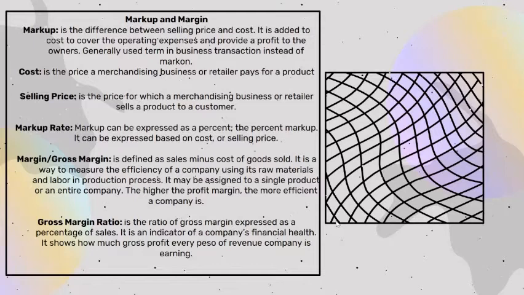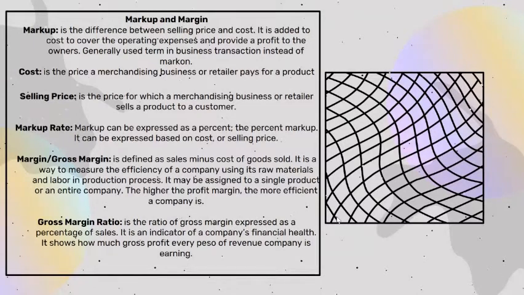What is cost? It is the price a merchandising business or retailer pays for a product. And selling price is the price for which a merchandising business or retailer sells a product to a customer. So the markup can be expressed as a percent. The percent markup is called markup rate. It can be expressed based on cost or selling price.